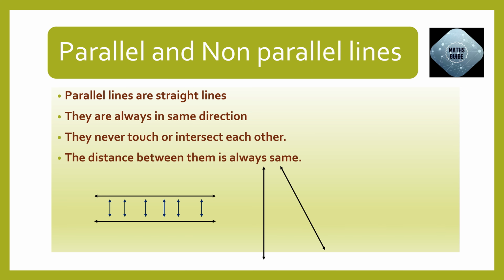Take another example. The distance between these two lines varies, so they are non-parallel lines. And in these lines, the first line is parallel to the second line and the second line is parallel to the third line, irrespective of their size.